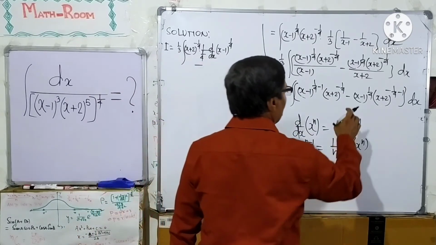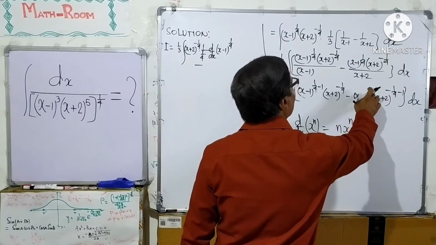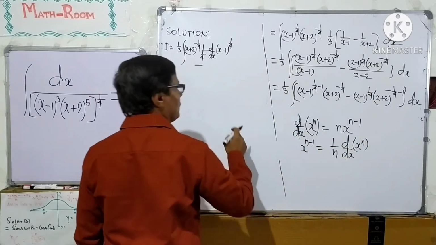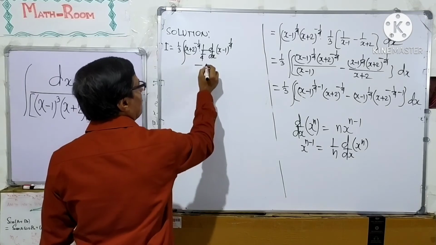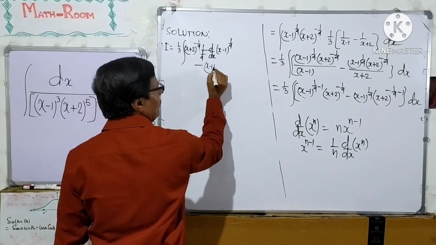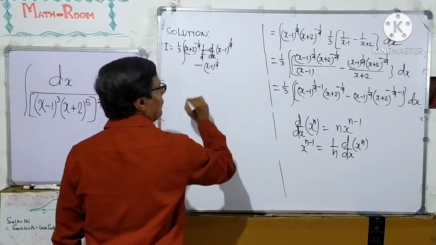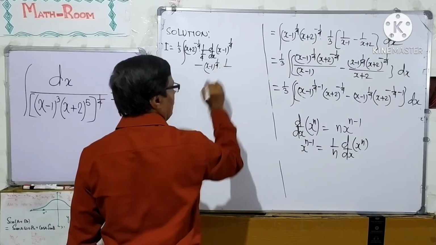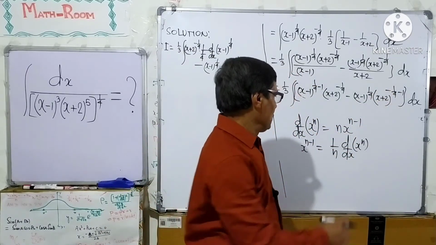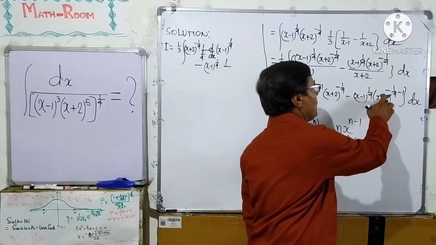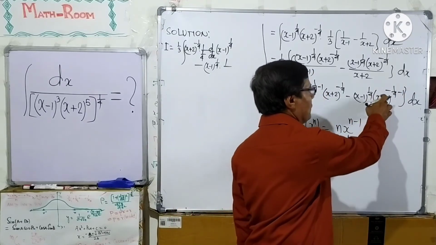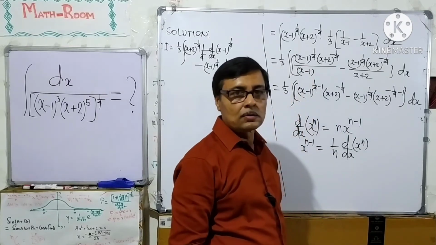Apply this relation also in the second term. Applying this relation in the second term, we get also (x minus 1) to the power 1 over 4 into 1 over n. Here n is minus 1 over 4. x to the power n minus 1 is (x plus 2) to the power minus 1 over 4 minus 1. So here x is x plus 2 and n is minus 1 over 4.